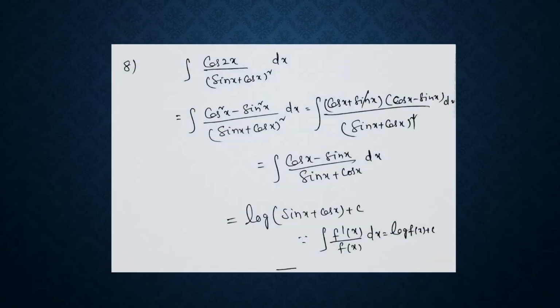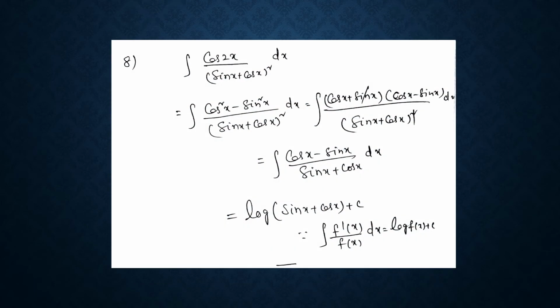Next problem. Integral of cos 2x by (sin x plus cos x) whole square dx. So we should use a trigonometric formula. What can be applicable here? In the denominator we can see (cos x plus sin x) whole square.